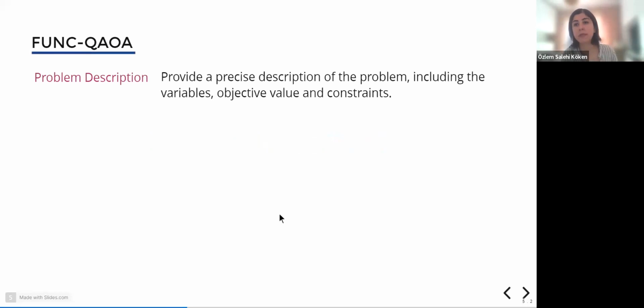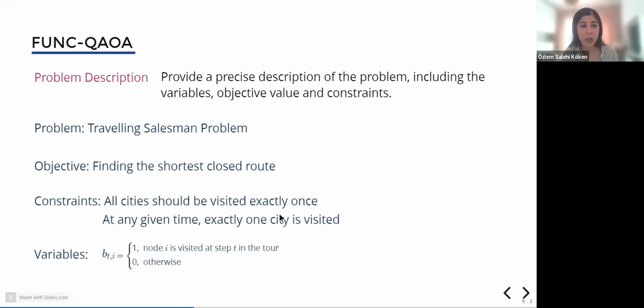So the first step is you need to have a problem description. What are your variables? What is your objective value? And what are your constraints? Let's take TSP. In the traveling salesman problem, you are given a graph. The aim is to find the closed route that passes through all nodes exactly once, and you would like to find the shortest one. So the objective is finding the shortest closed route, and the constraints are the following. All cities should be visited exactly once, and at any given time, you can visit exactly one city. So this really makes sense.